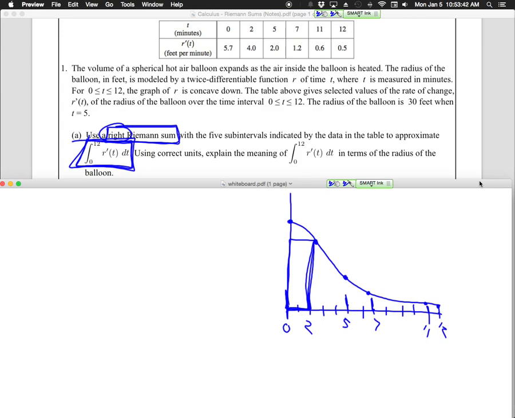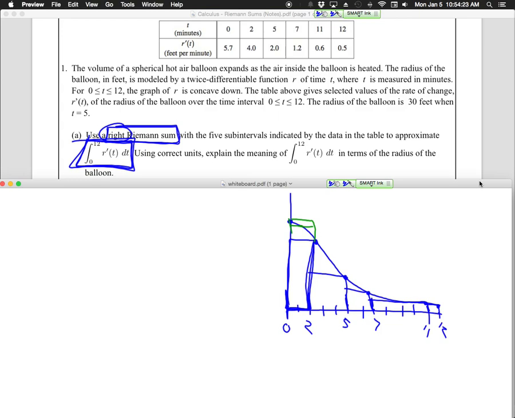If it was a left Riemann sum, I would have gone up on the left, and the top of my rectangle would have been there. Okay? And the midpoint, I would go up on the midpoint, and the top of my rectangle would be somewhere in there. So the right, left, or midpoint tells you where to go up to get the top of your rectangle. Okay? So here's my first one. My next one, I'm going to go up on the 5 and go over. I go up on the 7 and go over. I go up on the 11 and go over, and then I've got my last one. So that's where my rectangles come from.